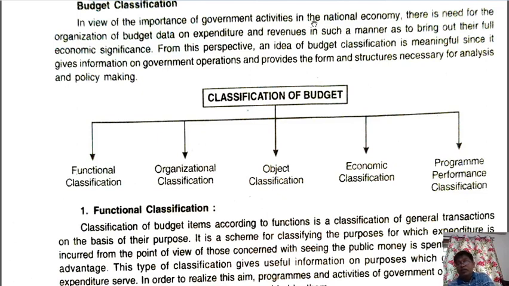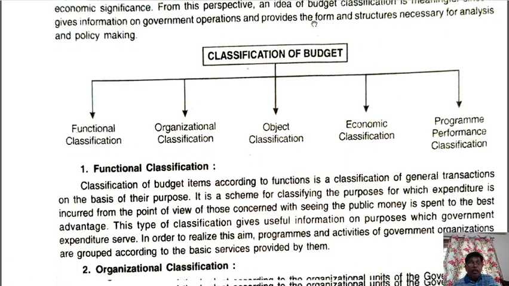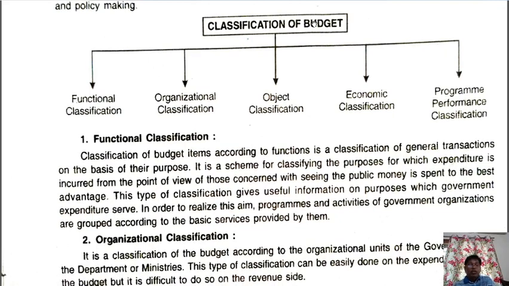And last, the program performance classification. Which type of program is implemented in the state, these types are estimated in the program performance classification. Now, of all the budget classifications, let us look deeply but in short, at the first, the functional classification.